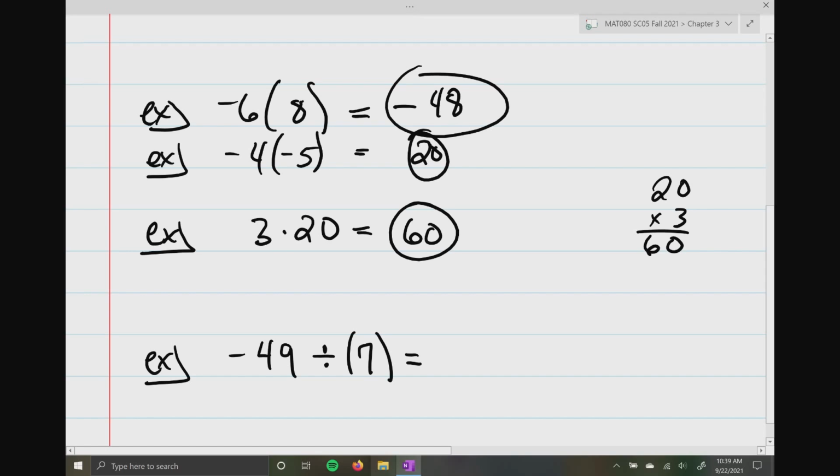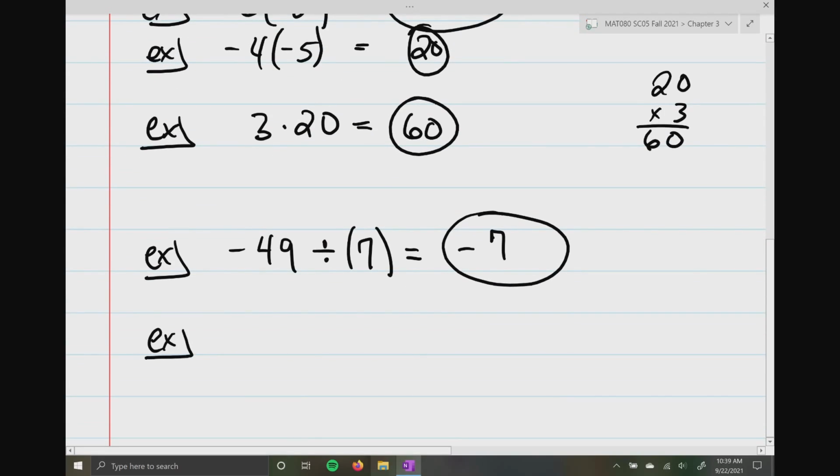-49 divided by 7. Well, a negative divided by a positive is a negative. So I know my answer is going to be negative. 49 divided by 7 is 7. Okay? The only hard part would be a problem like this. Let's do -225 divided by 3.